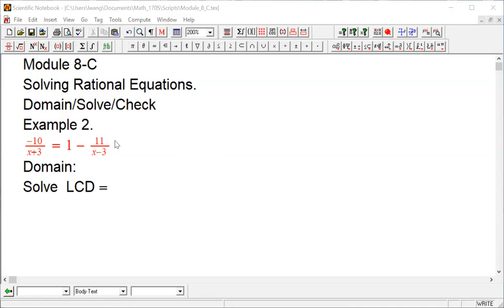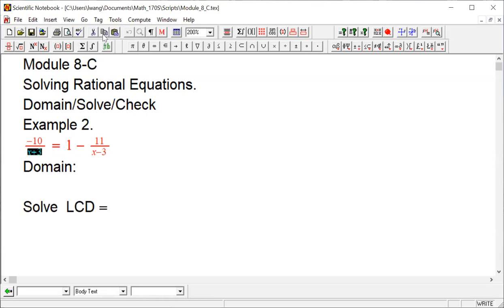Hello. In this episode, we're going to talk about some more examples about solving rational equations. This one we have is negative 10 over x plus 3 equals 1 minus 11 over x minus 3. First of all, we're going to find the domain.